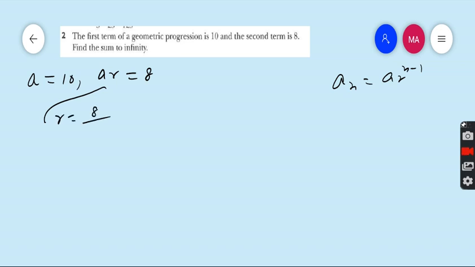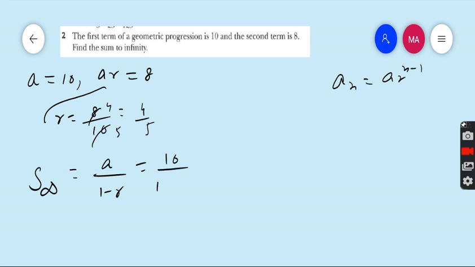Therefore r = 8 upon 10. 2 fours are 8, 2 fives are 10, so r is 4 upon 5. Hence S infinity = a upon 1 minus r = 10 upon 1 minus 4 upon 5. 5 ones are 5 minus 4 is 1 upon 5, and 5 tens are 50. So 50 is our final answer. Very easy question. Move to question number 3.